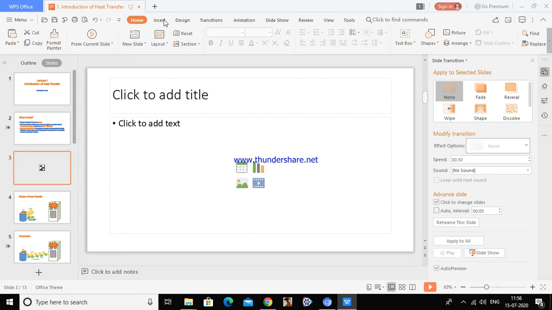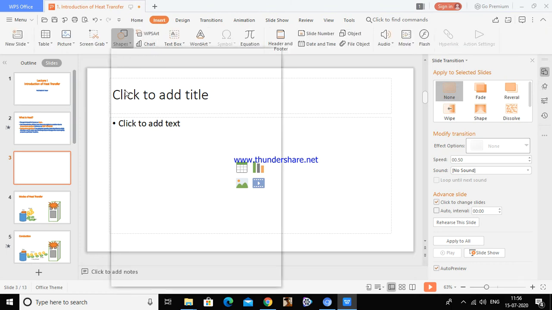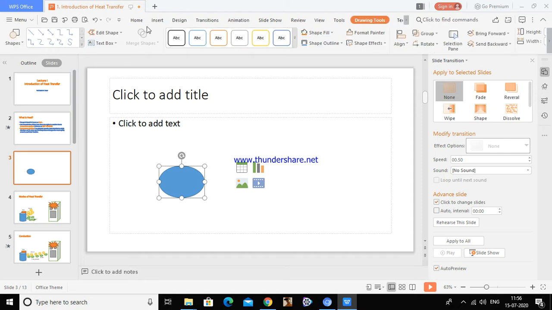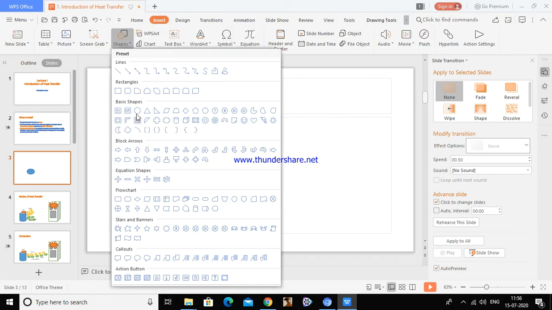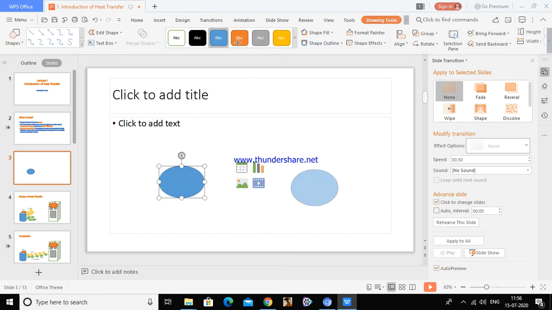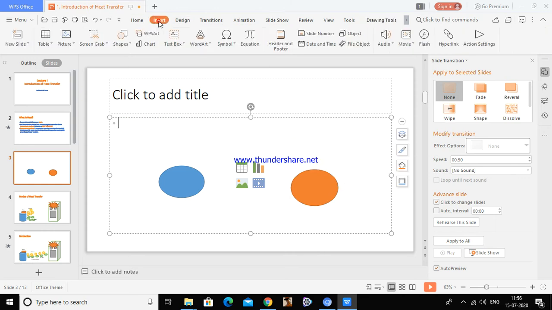So let us consider we have two balls. This is ball number 1 and this is ball number 2. Here we have a temperature of 50 degrees centigrade, and here also 50 degrees centigrade. So both balls, ball number 1 and ball number 2, are at the same temperature.